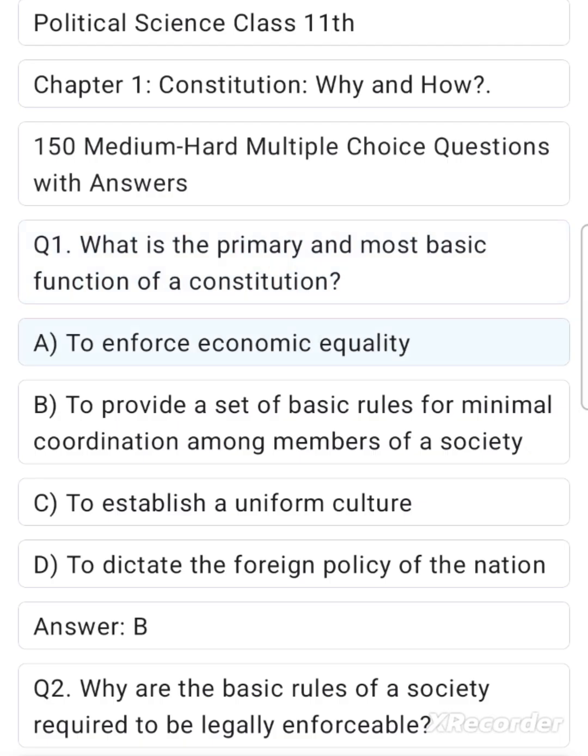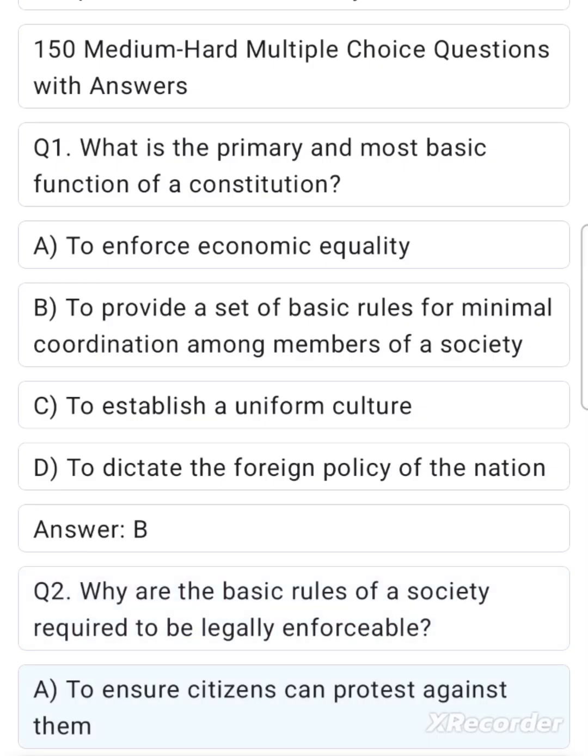A. To enforce economic equality. B. To provide a set of basic rules for minimal coordination among members of a society. C. To establish a uniform culture. D. To dictate the foreign policy of the nation. Answer. B.